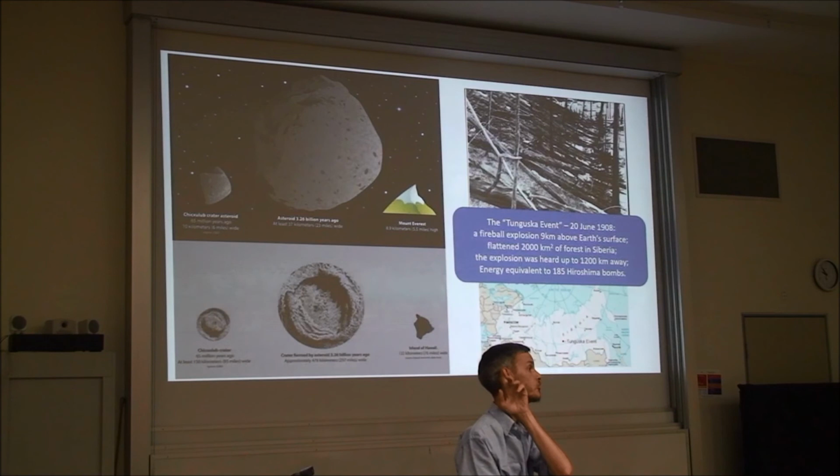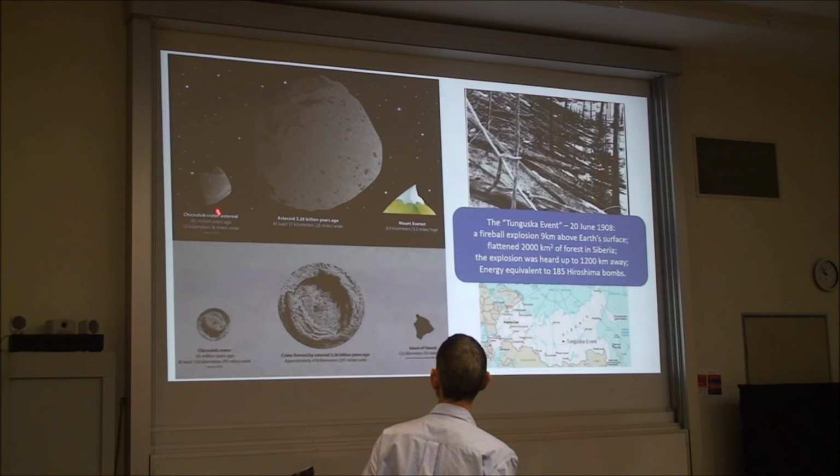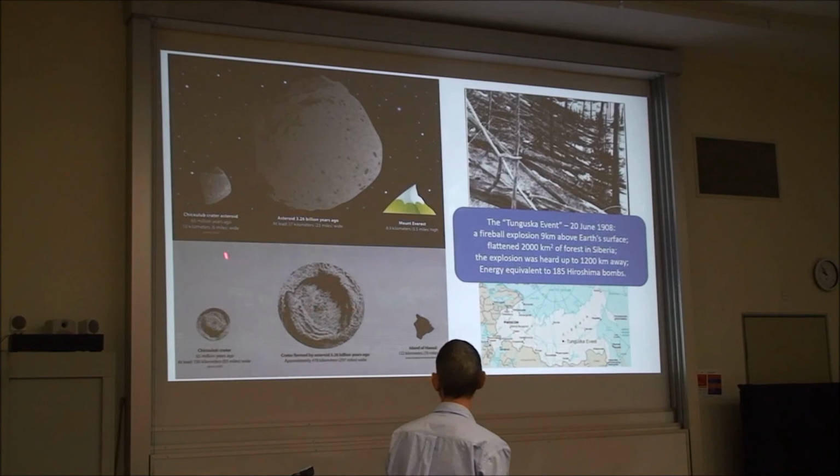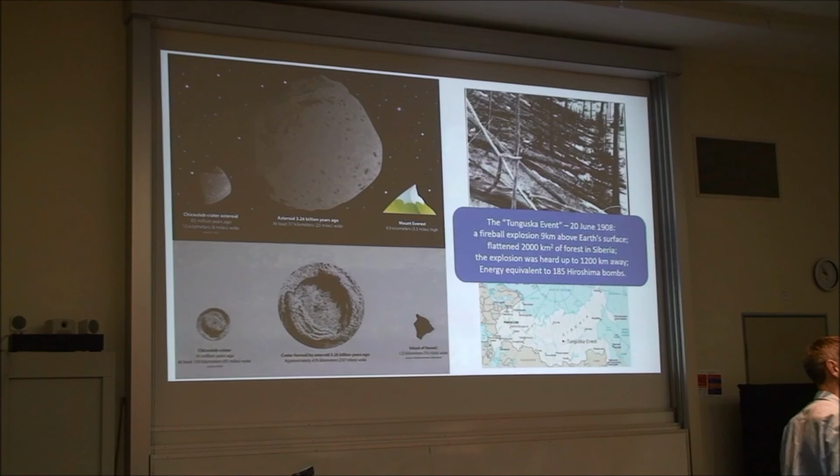So that's about 10 kilometres across, 65 million years ago. The planet at that time was inhabited by dinosaurs, not for much longer after that. So the mass extinction event associated with this impact basically wiped out, what was it, 98% of all life on the planet. There's some strong geological evidence for this.